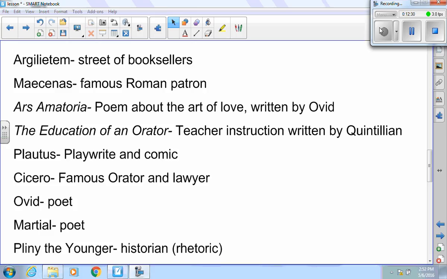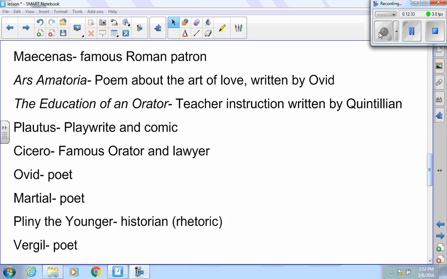Pliny the Younger was a historian, famous for his rhetoric. And finally, Virgil was a poet. Virgil wrote the Aeneid. Martial was all about his epigrams. Ovid wrote the Metamorphoses. And Cicero was associated with a revolt, which he headed off before it happened. He wrote speeches against Catiline, that was the guy's name.